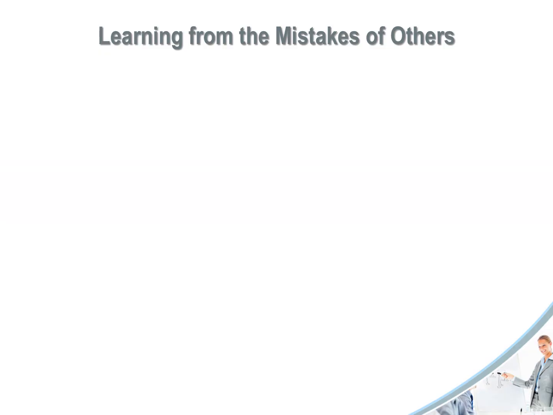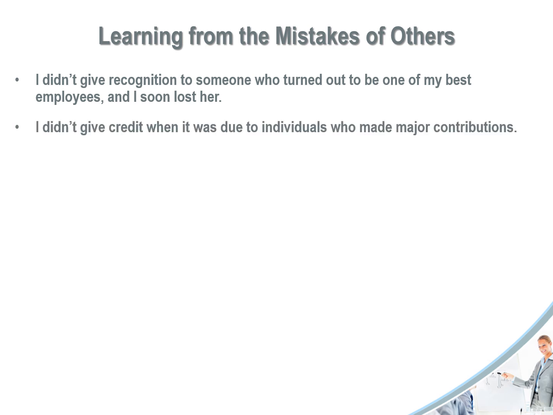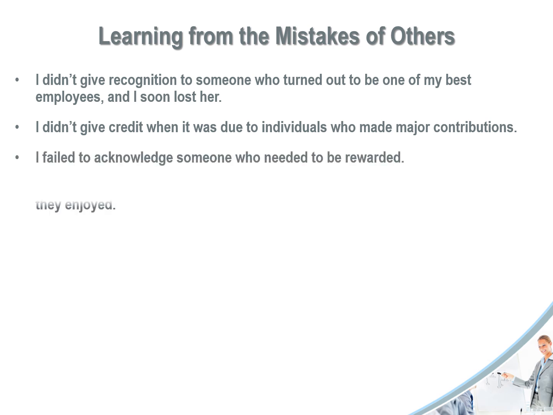Learning from the mistakes of others. I didn't give recognition to someone who turned out to be one of my best employees, and I soon lost her. That can happen. I didn't give credit when it was due to individuals who made major contributions. I failed to acknowledge someone who needed to be rewarded.